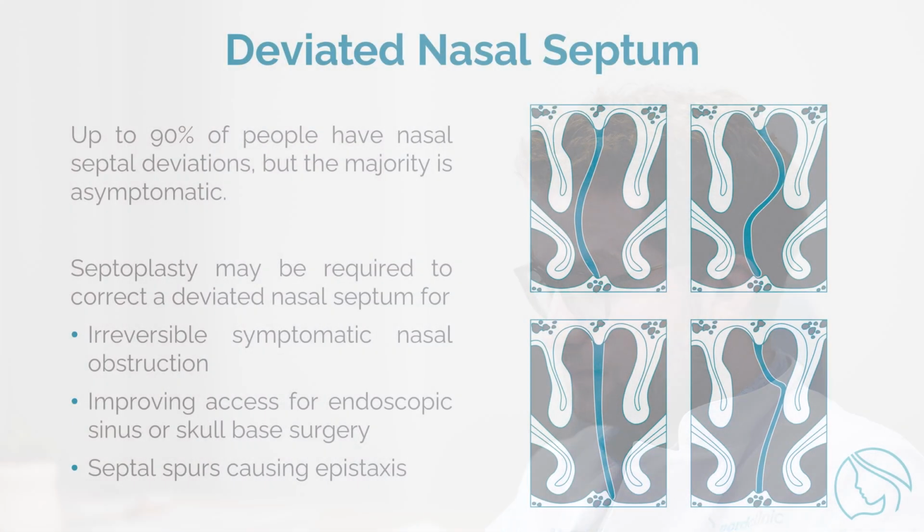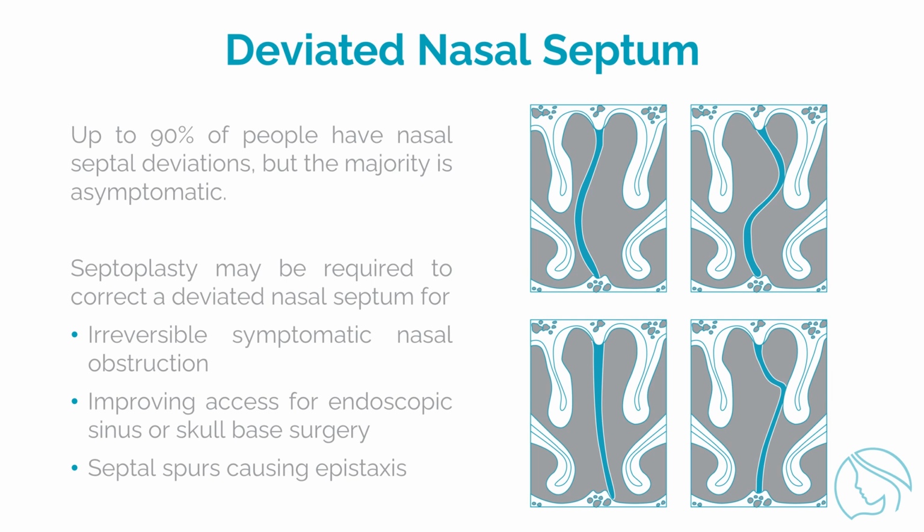septoplasty might help to improve the access for endoscopic sinus surgery, or let's say if you have migraine type headaches or severe nosebleeds due to septal spurs or something like that, septoplasty might be an option for you also. The nasal septum comprises the medial border of the nasal airway and nasal valve on each side. Even a small deflection in the septum in the valve region can play a large role in nasal airway obstruction.